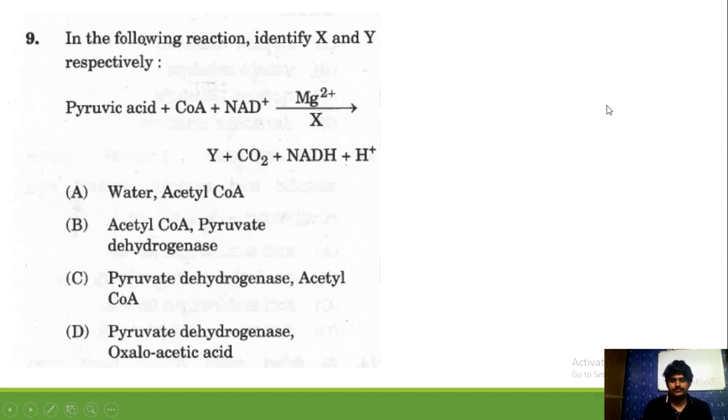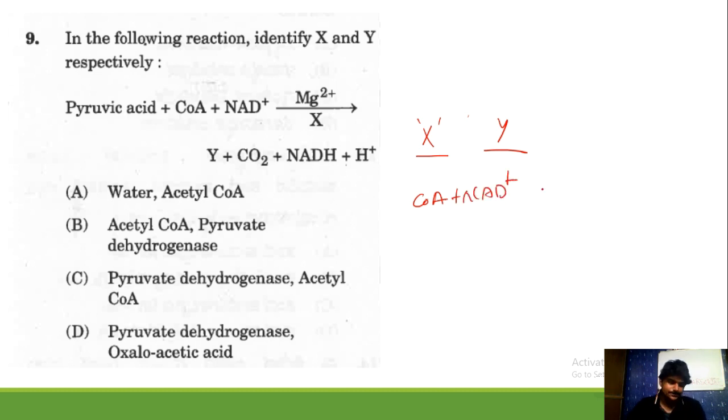So that is the ninth question. The ninth question is saying, in the following reaction, identify X and Y. We have to fill in the blanks, X and Y. So here a particular reaction has been given. The reaction is that pyruvic acid is going to react with coenzyme A and NAD plus.